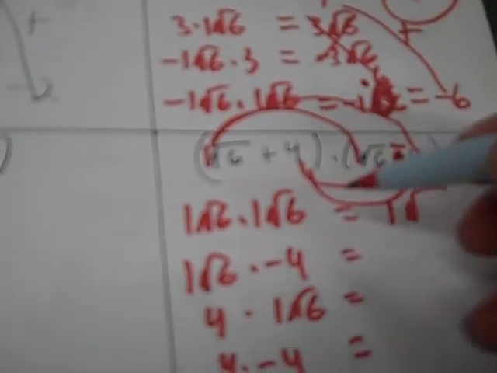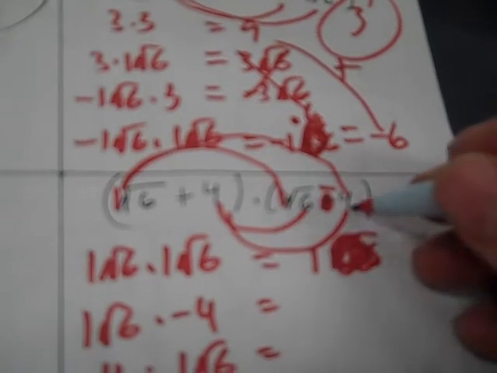1 times 1, 1. Square root, 6 times 6, 36. Delete that because that's a 6. That equals 6. 1 times negative 4 is negative 4 with a square root of 6. But 4 times 1 is 4 with its square root of 6. Cancel them. And then negative 16. So I add 6 and negative 16, and that's negative 10.